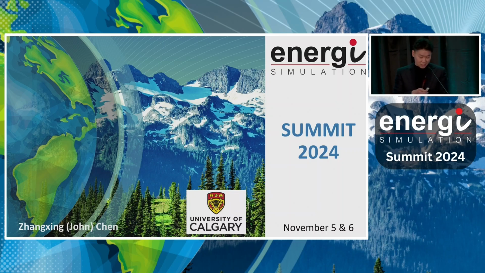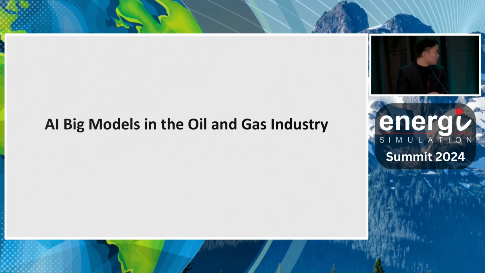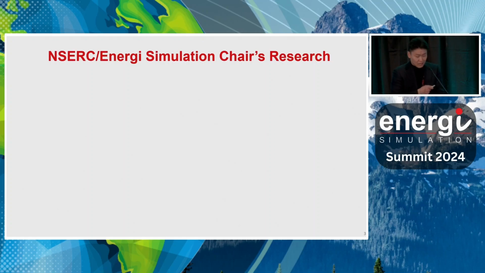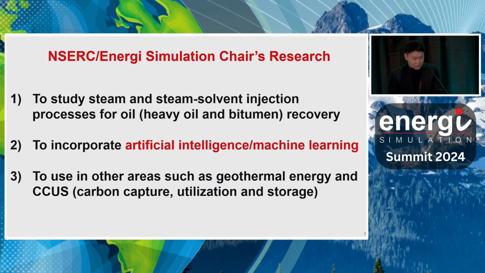Today, I'd like to give a talk about AI big models in the oil and gas industry. Currently, our research group is focusing on three topics, including the study of steam and steam solvent injection processes for oil recovery, especially for heavy oil and bitumen. The second is to incorporate artificial intelligence and machine learning applications. And the third one is to use them in other areas such as geothermal energy and CCUS.